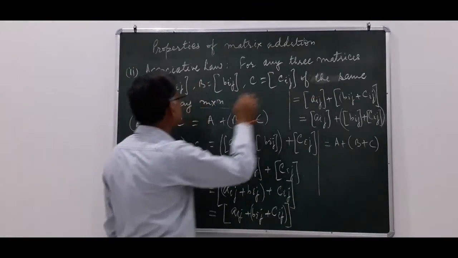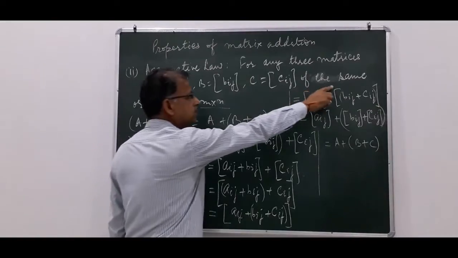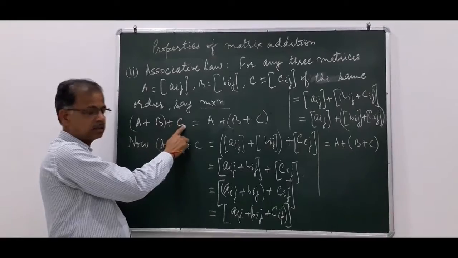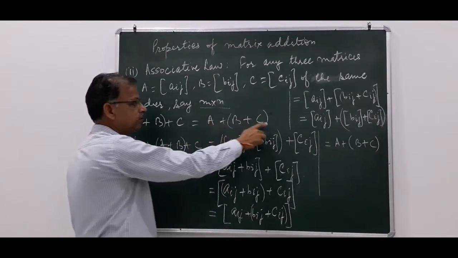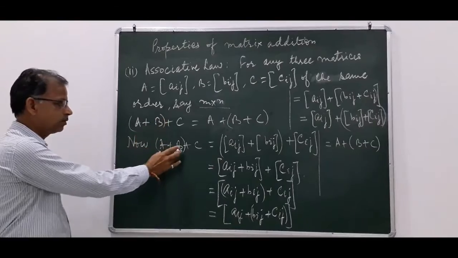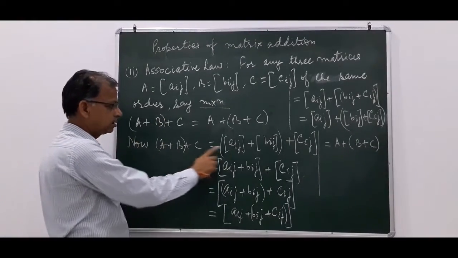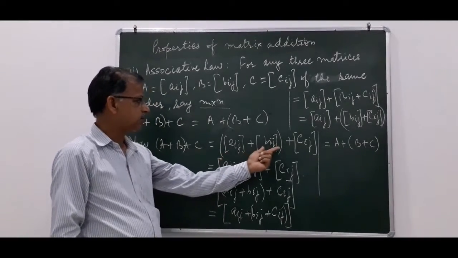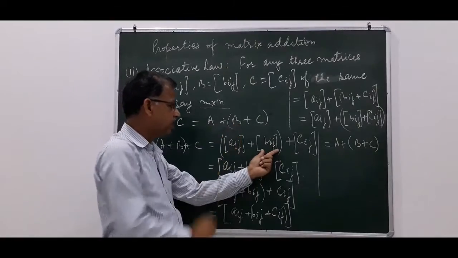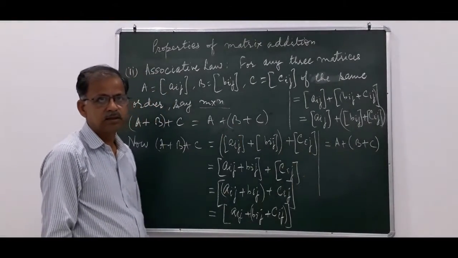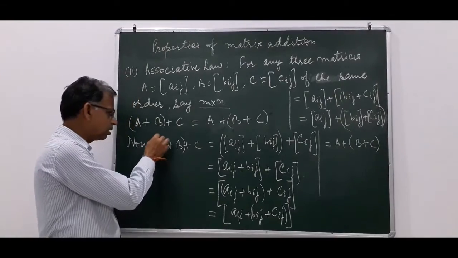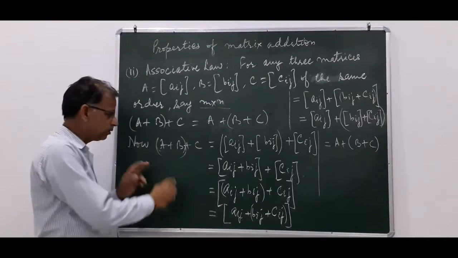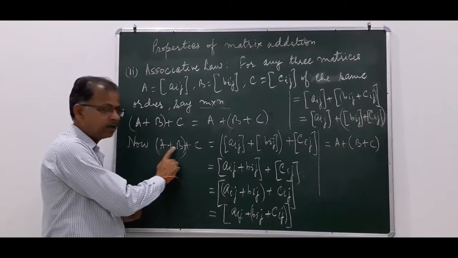Now we discuss associative law for three matrices. For any three matrices A, B, C of the same order, say m by n, (A plus B) plus C is equal to A plus (B plus C). Now we take left hand side. Matrix A is Aij, plus matrix B Bij, plus matrix C Cij. Here A and B matrices are written in bracket. It means first of all we will find the sum of A and B.